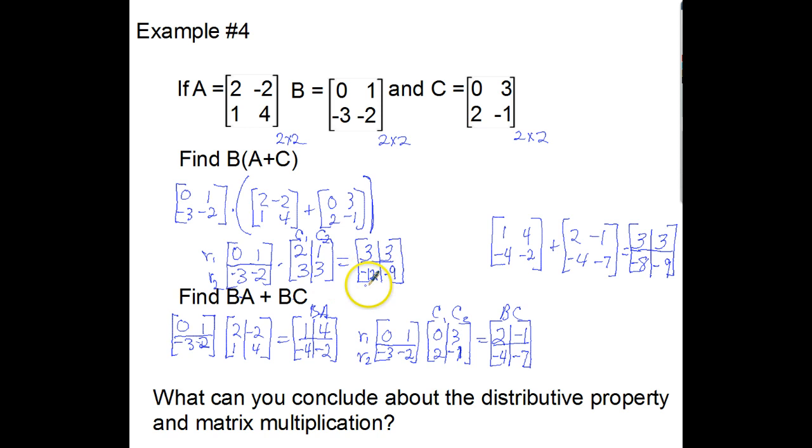Let me go back and check this answer right here. This is row 2 times column 2, which is going to be negative 6, and negative 6 is negative 12.